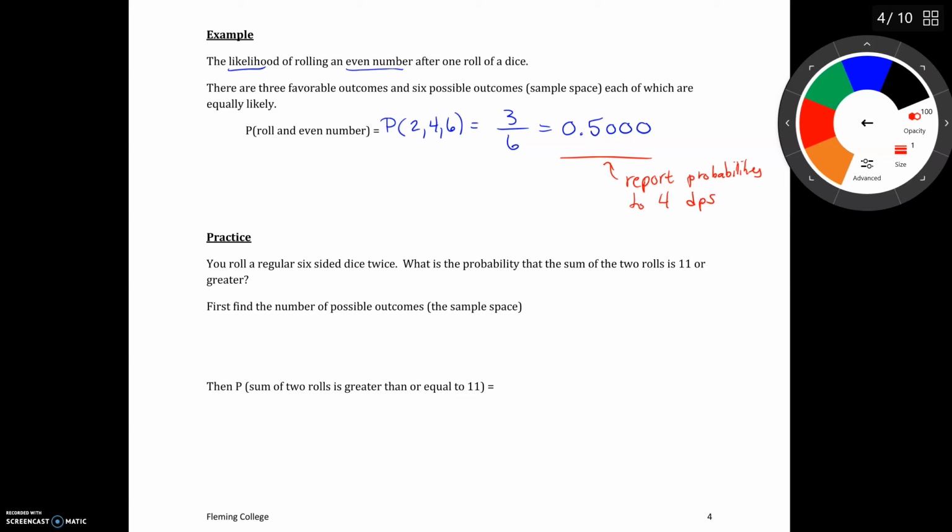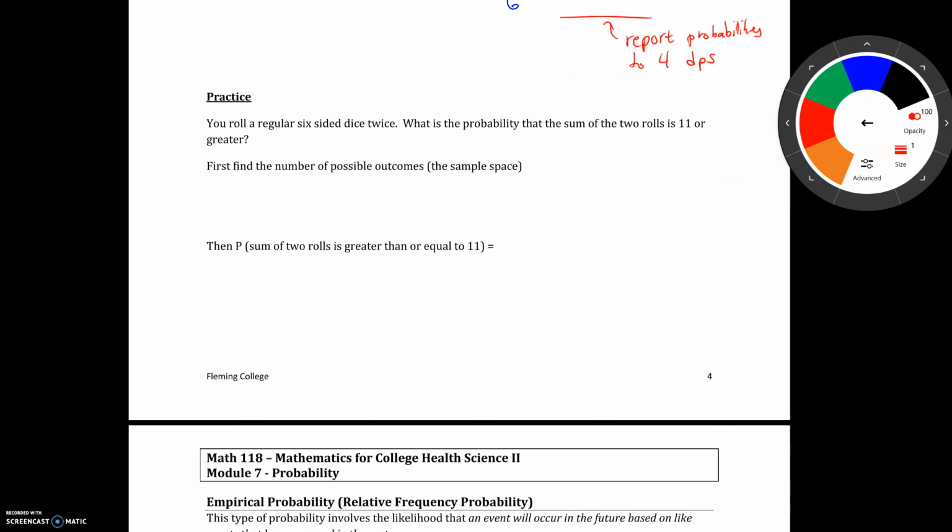Okay, so that they're consistent with calculations that we'll be doing later on, right? And so now what I would challenge you to do as an exercise is think about what if you rolled either a regular dice twice, or if you rolled 2 dice, what's the probability that the sum of the 2 dice rolls is 11 or greater? First, you need to think about what the total number of possible outcomes are, and then calculate the probability that the sum of the total rolls is greater than or equal to 11 out of the total possible outcomes. So pause the video, give that a thought, and then check your answers.